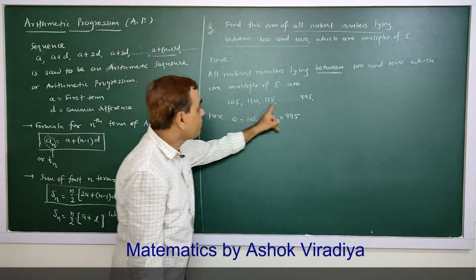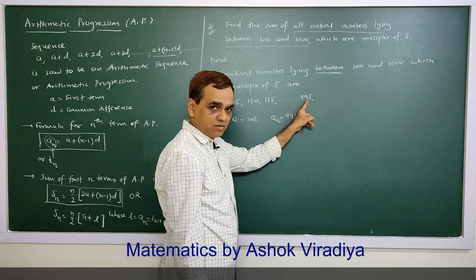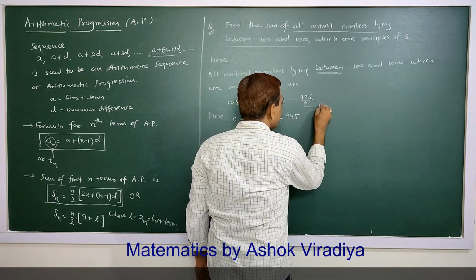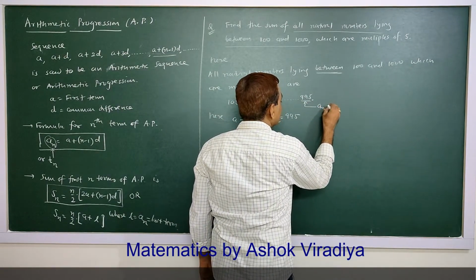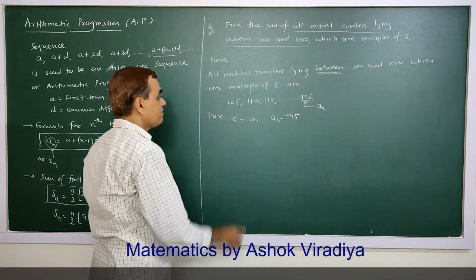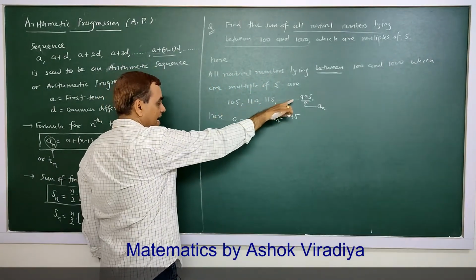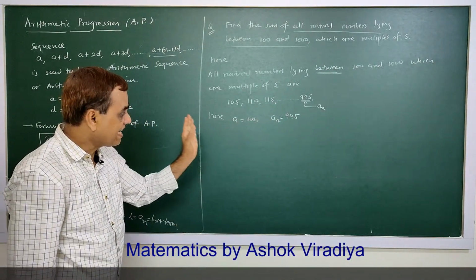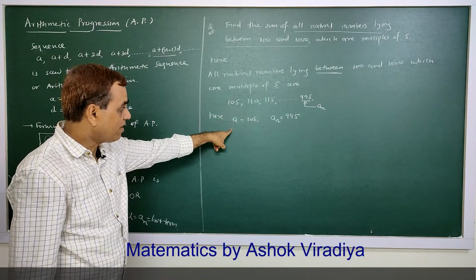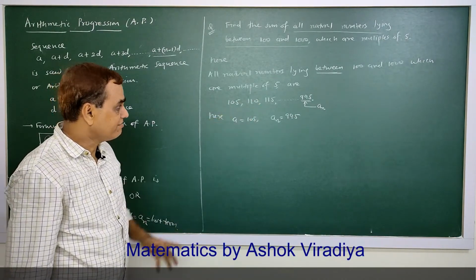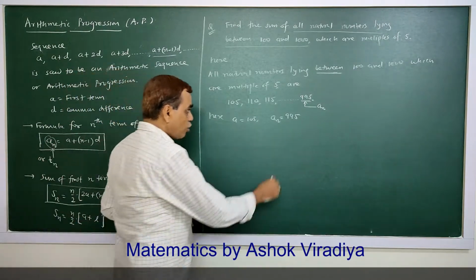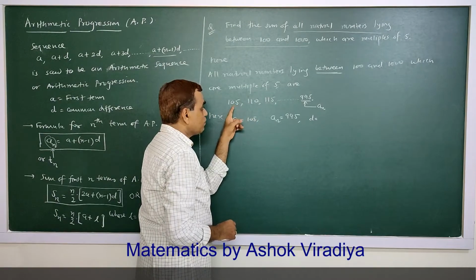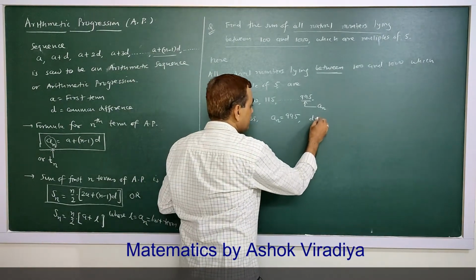We want number of terms. We are supposing that this is nth term. Consider this as nth term. This is first term. This is nth term. We don't know what is value of n. So first of all we are finding n. So first term a is 105, last term is 995. Difference, common difference is 110 minus 105. So that is 5.